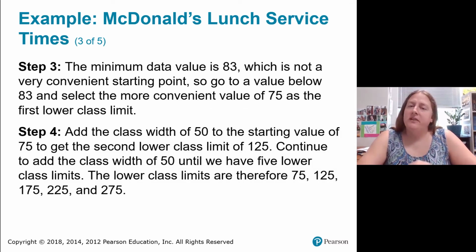So our minimum data value, remember, was 83. It's really not a very nice starting number. It's not a multiple of 5, not a multiple of 10. So we are going to go down to a value that's nicer to start at. You could go down to 80, and that would be all right. But adding 80 plus 50, we don't necessarily think about adding 50 to multiples that aren't like multiples of 25.